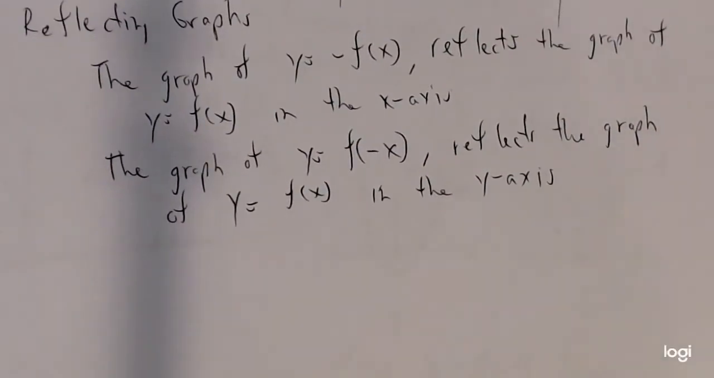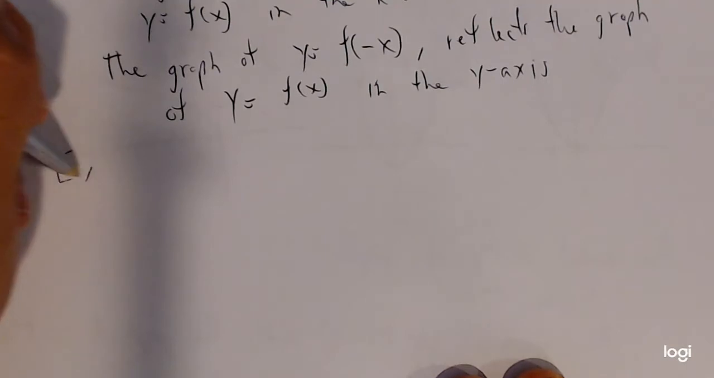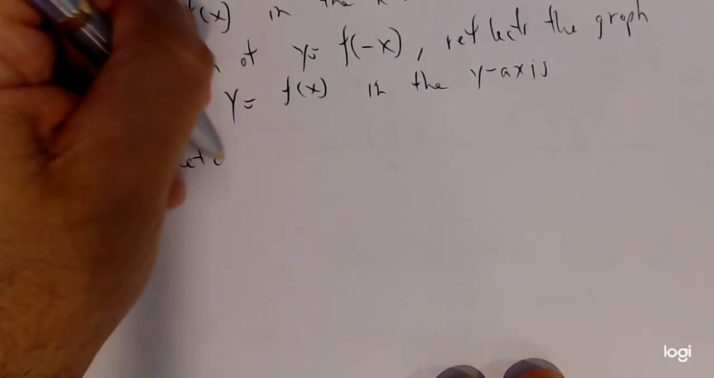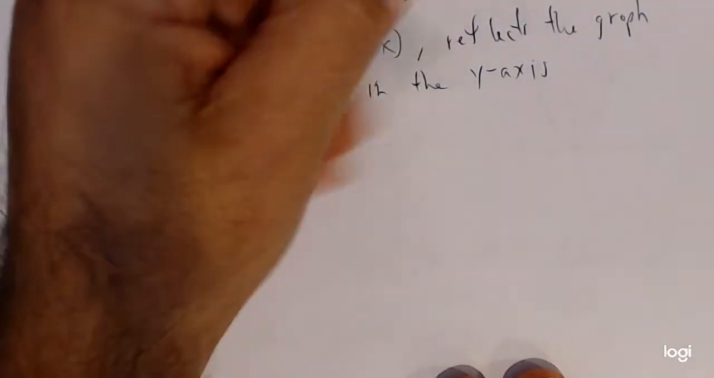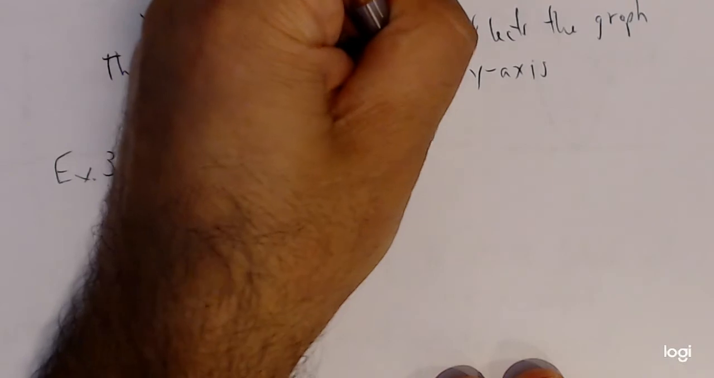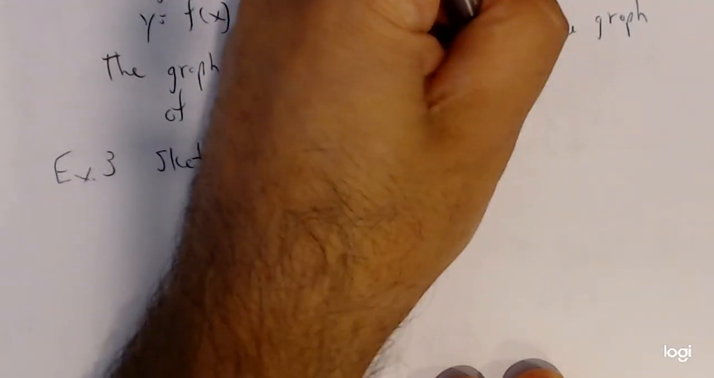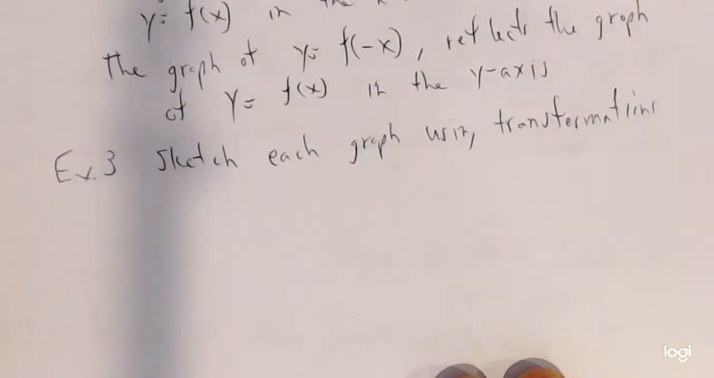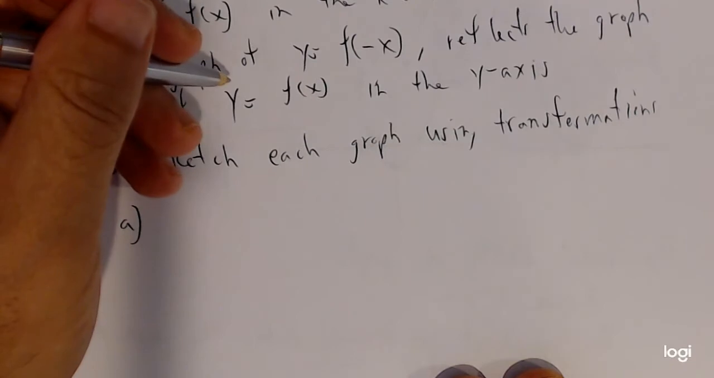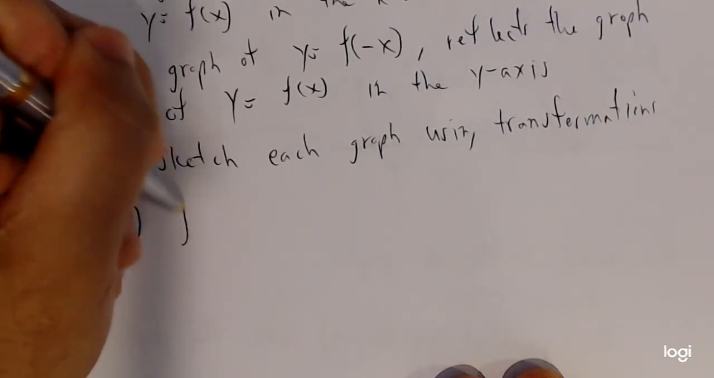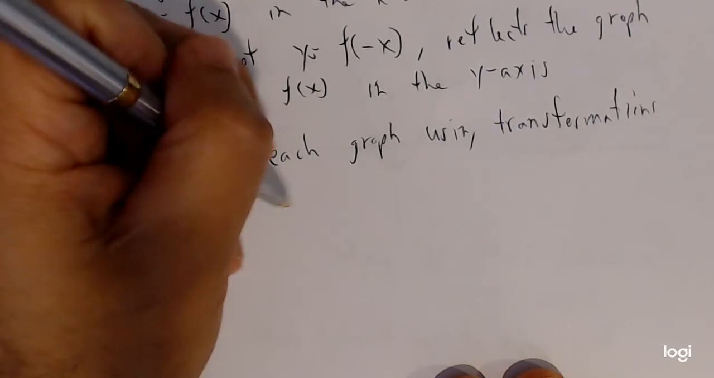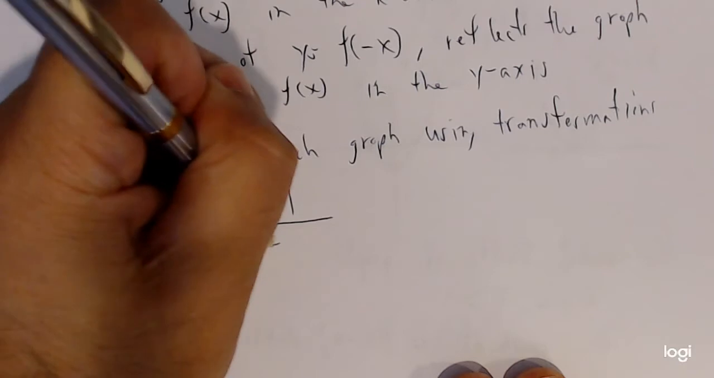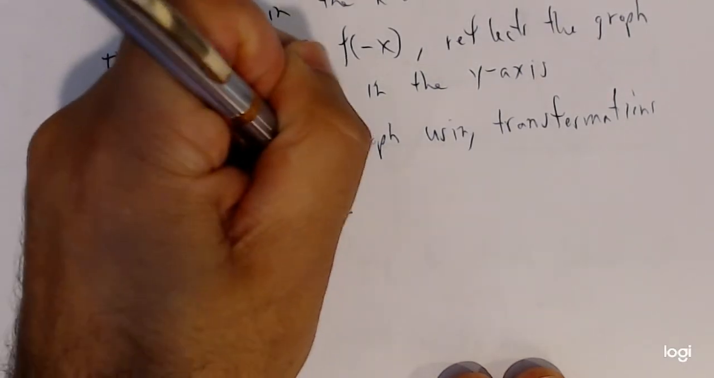Okay, so let's do an example where we'll do this also. For example 3, we're going to sketch each graph using transformations. So these are going to be a little tricky. So let's talk about this. If I have f of x equals 1 over negative x plus 3, minus 1.